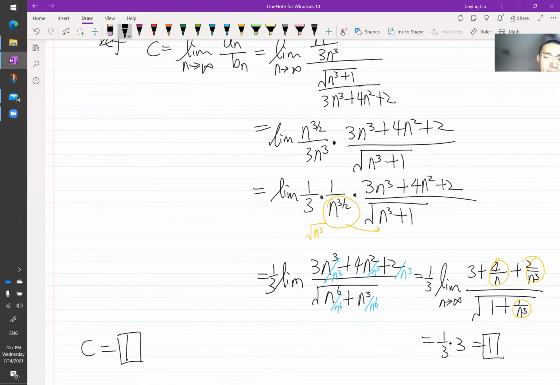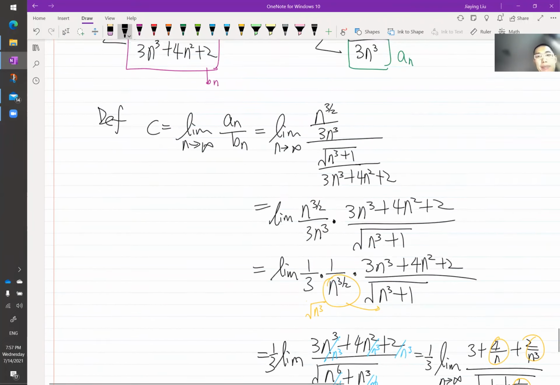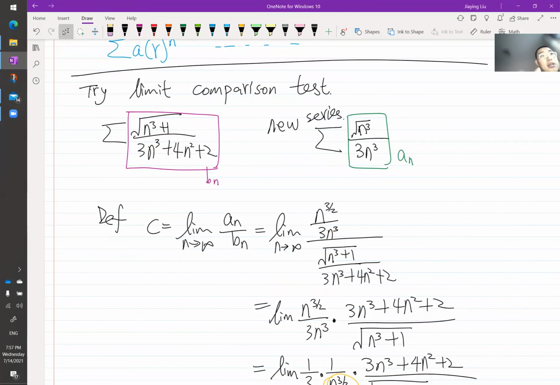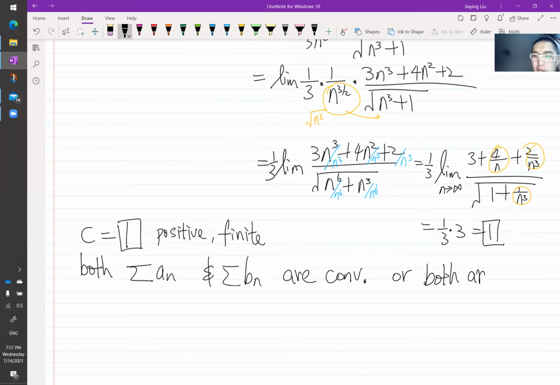It only tells you that, since C is 1, which is positive and finite, both series, the one that I picked with AN and the one that I was given, the BN, both of them behave the same way. So both series are either going to be convergent or both are divergent. That's what this tells us.